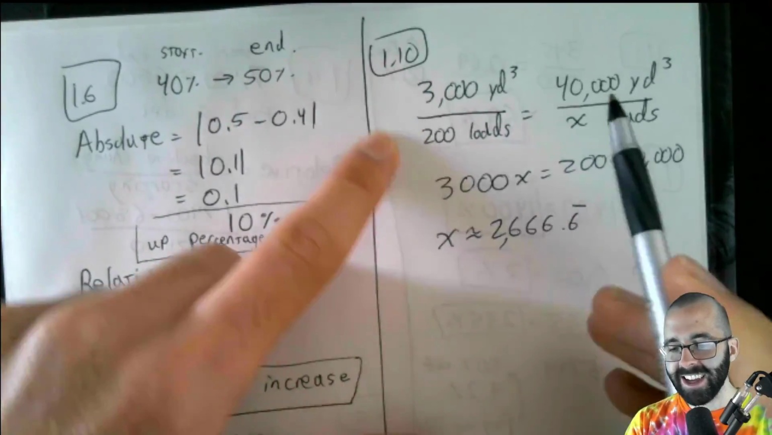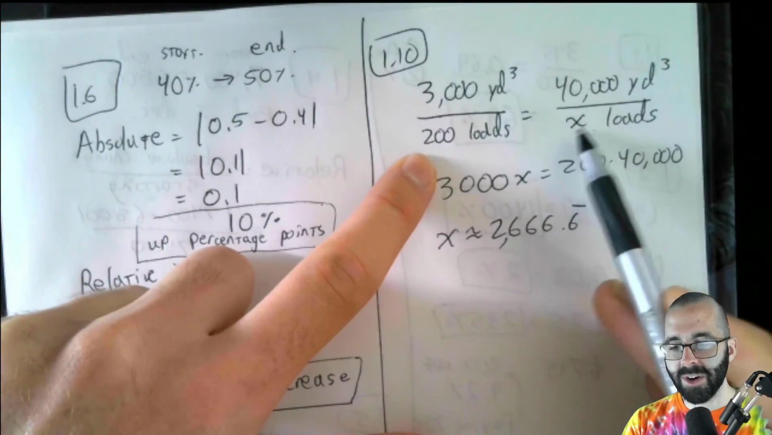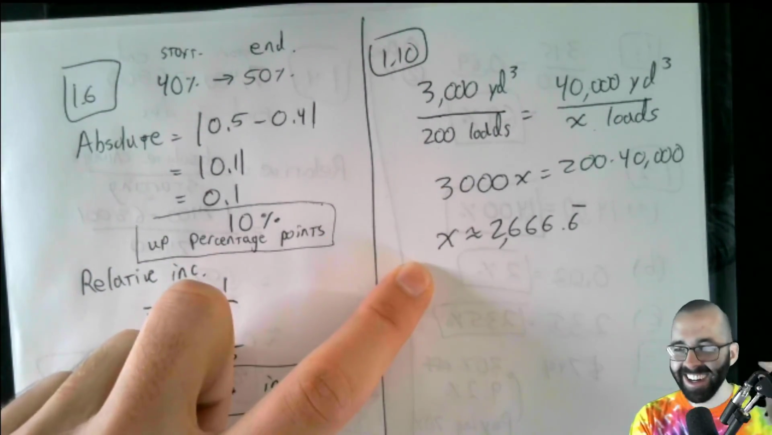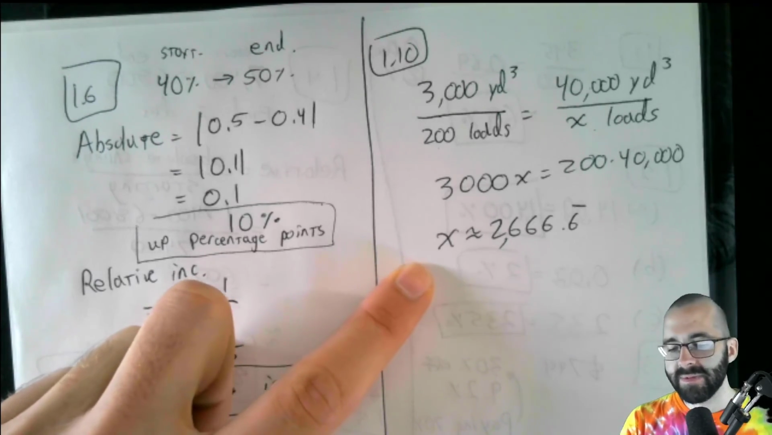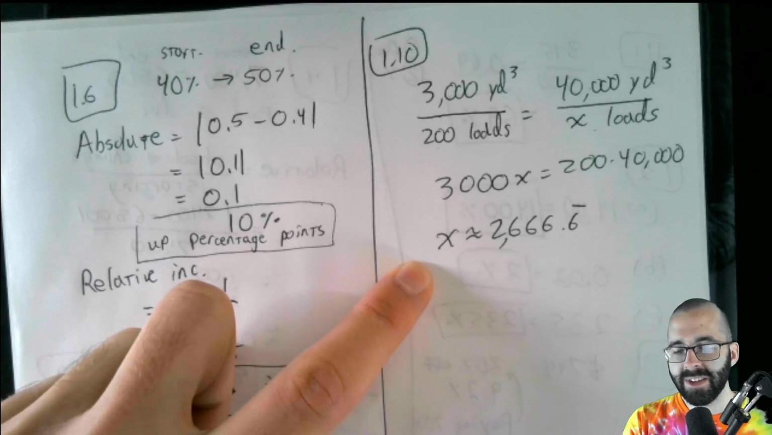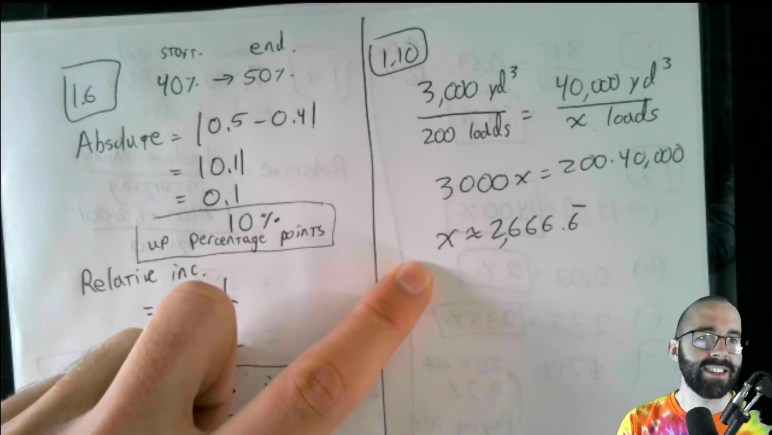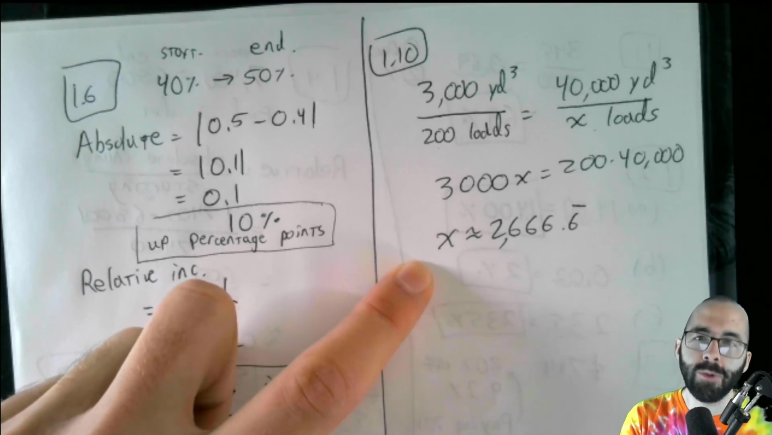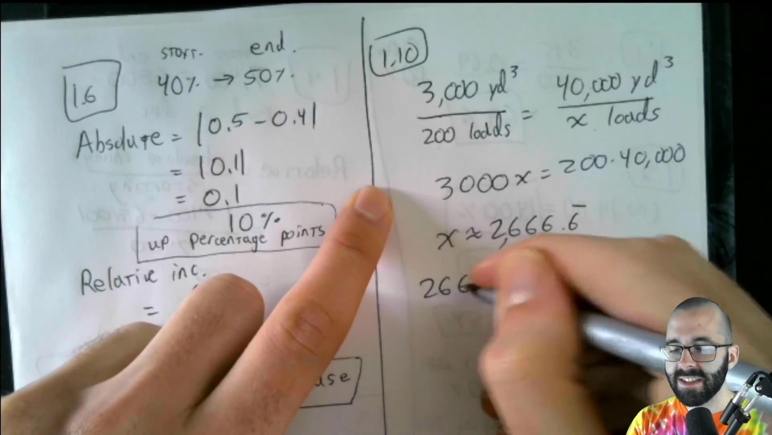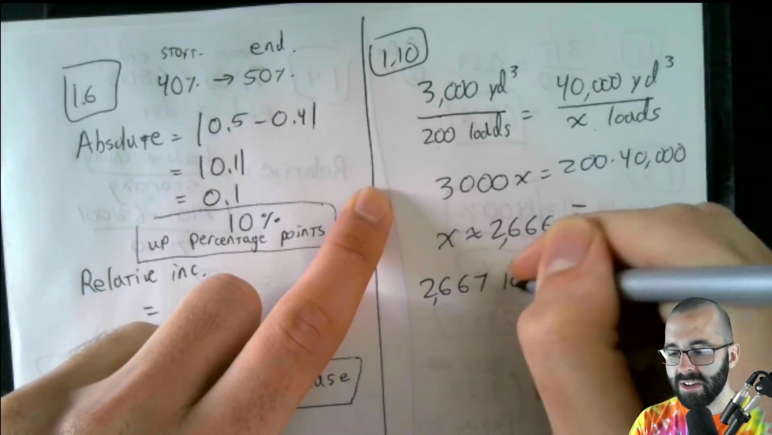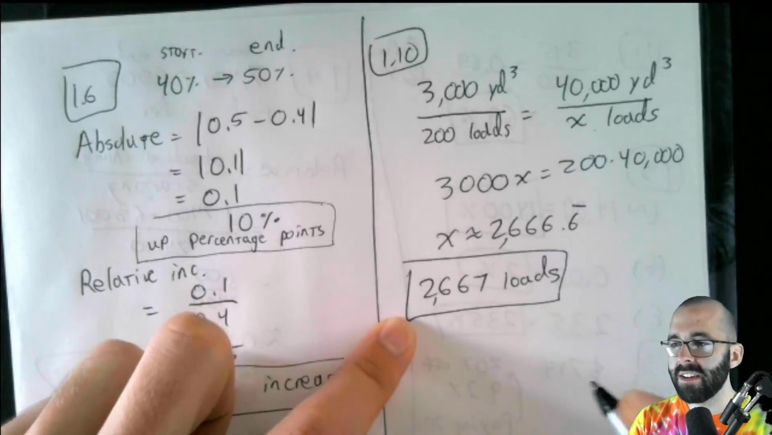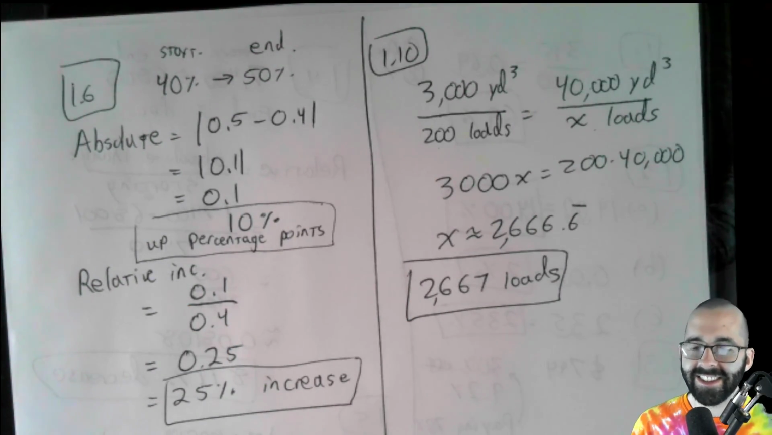Does this answer make sense? Yeah, because this is more than 10 times as big, so this needs to be more than 10 times as big too. It's a lot of dump truck loads. So this isn't our final answer though. It's asking how many dump truck loads are we going to need? We're not going to say 0.6666666 dump truck loads. We're going to round up. 2666 is not going to be enough. 2667 will be enough. We're not going to have partial loads here, so watch out for that. All right, and that's this video.